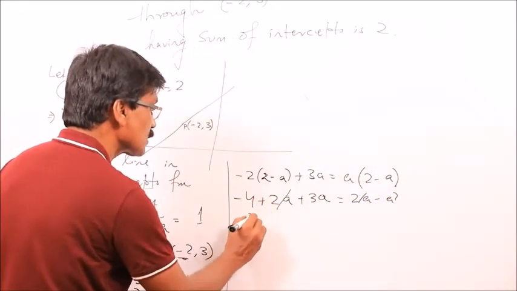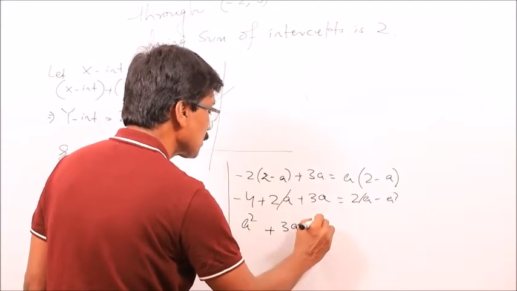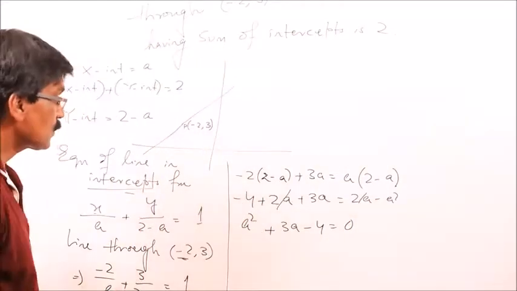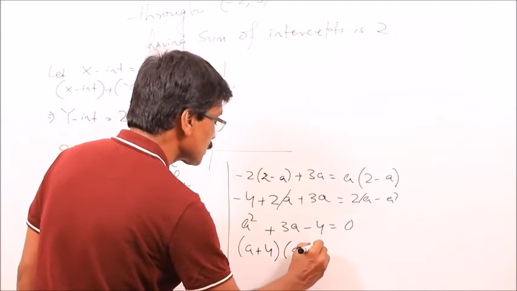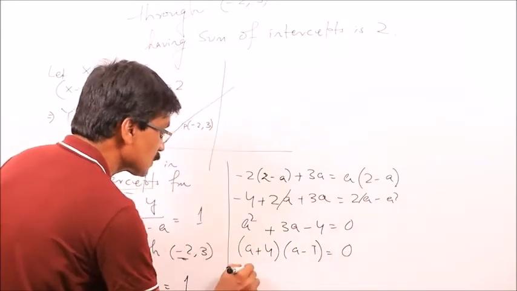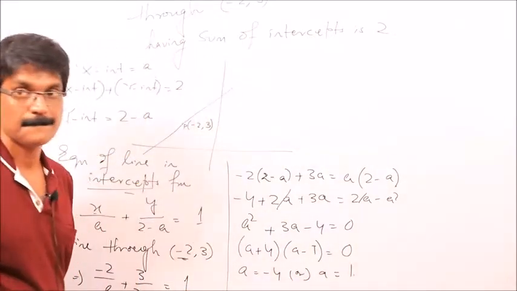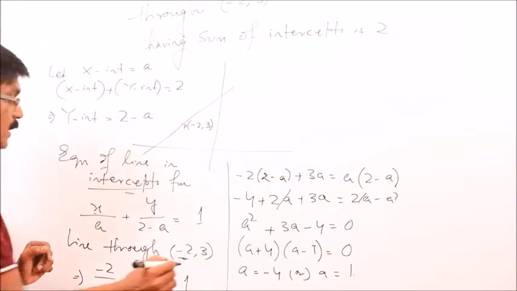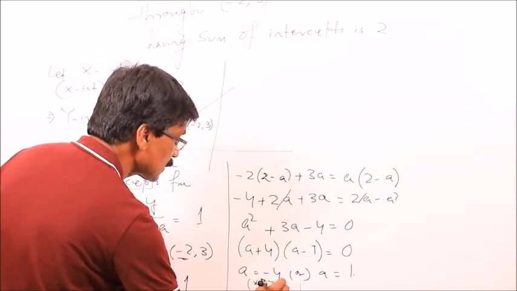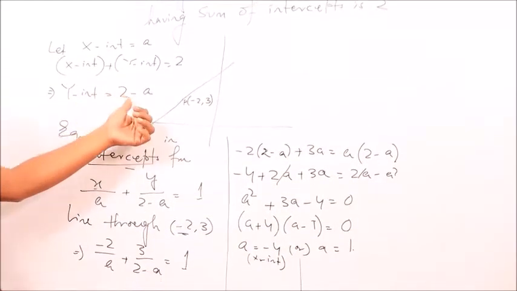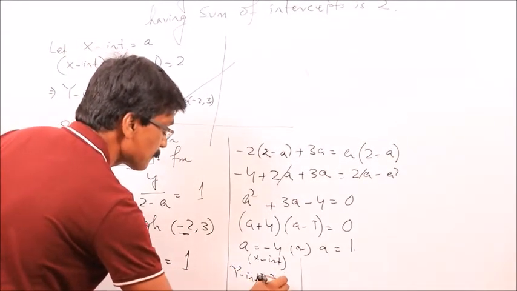So that is a square plus 3a minus 4 is equal to 0. On simplification this gives (a plus 4)(a minus 1) is equal to 0. So a is equal to minus 4 or a is equal to 1. So if a is equal to minus 4, that is the x intercept, then the y intercept is 2 minus a, that is equal to 6.